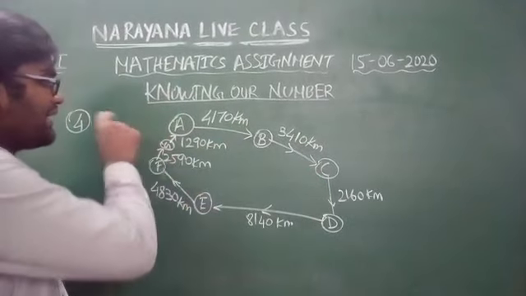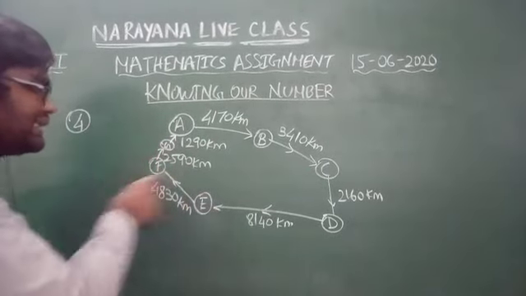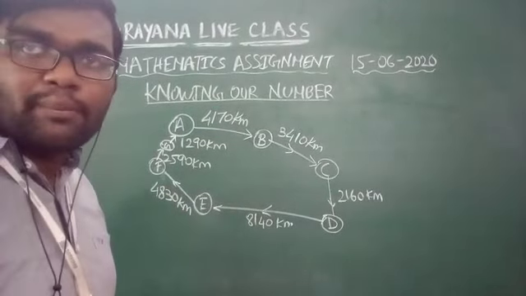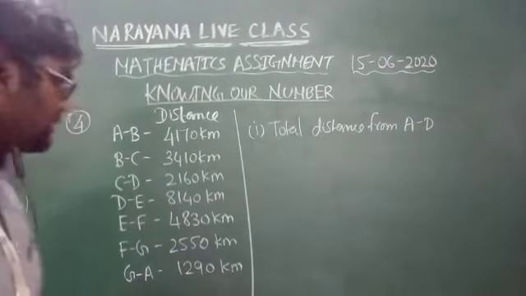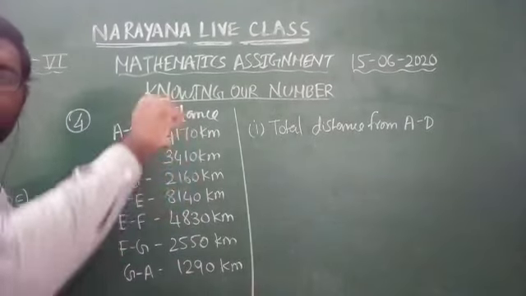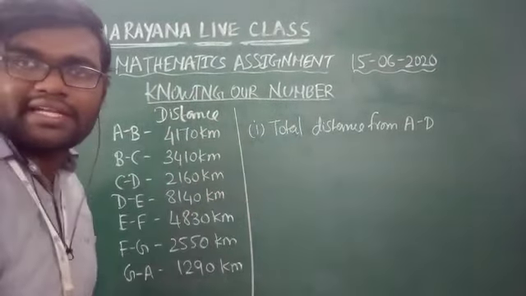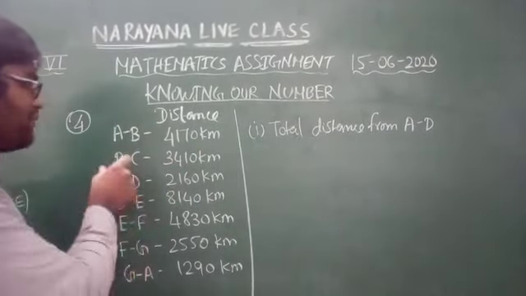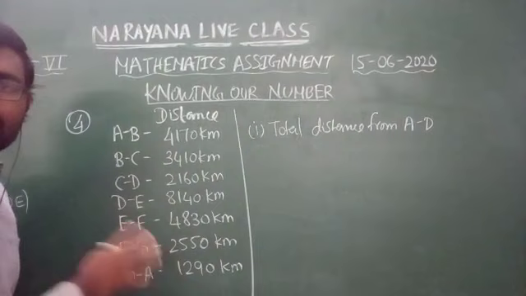Okay, I am going to write separately the distances from A to B, B to C, C to D, like that. I am going to solve the problem. Yes, students. Now I have written from the map the kilometers alone separately. From A to B 4170 kilometers. From B to C, like that I have written the kilometers alone separately.